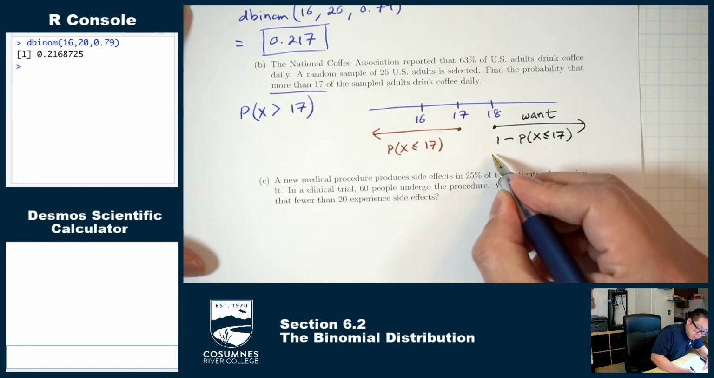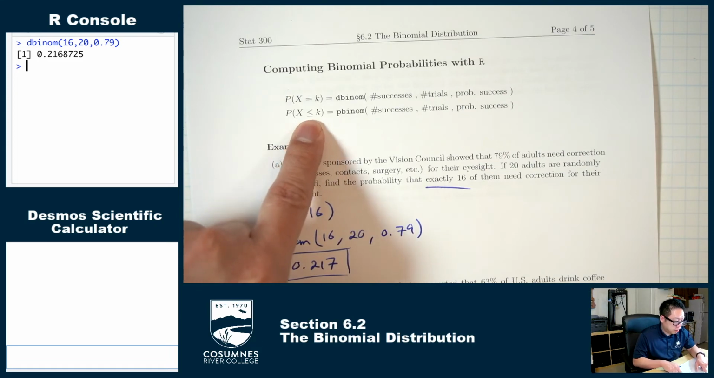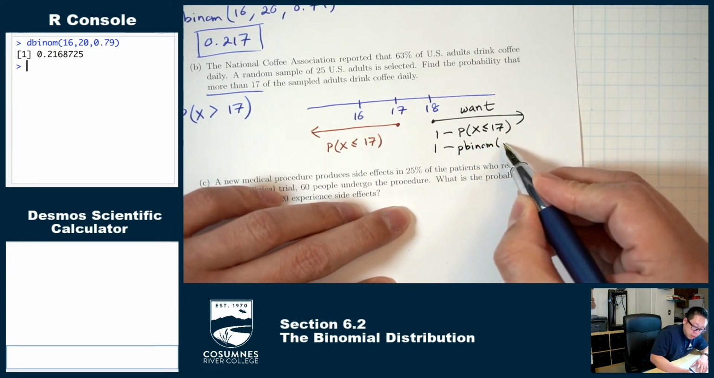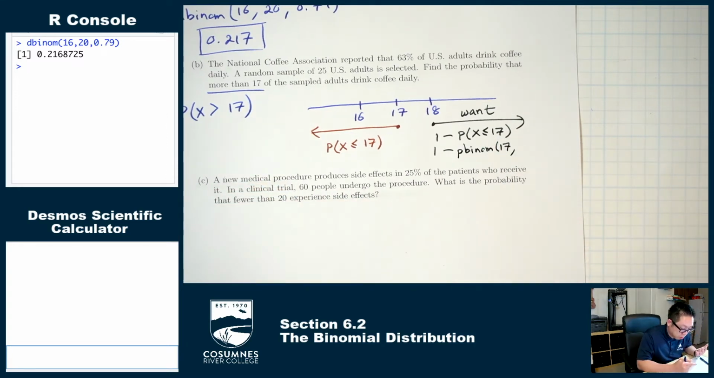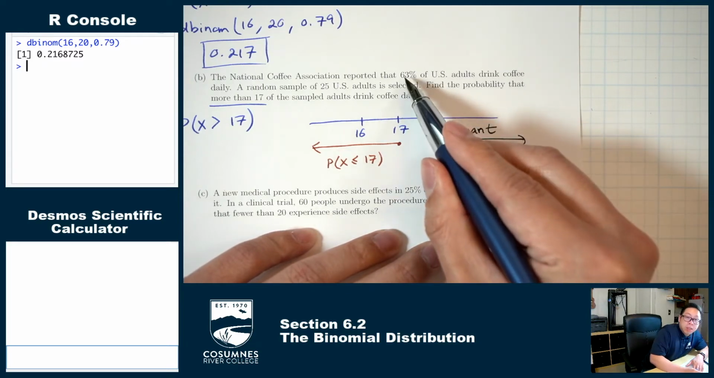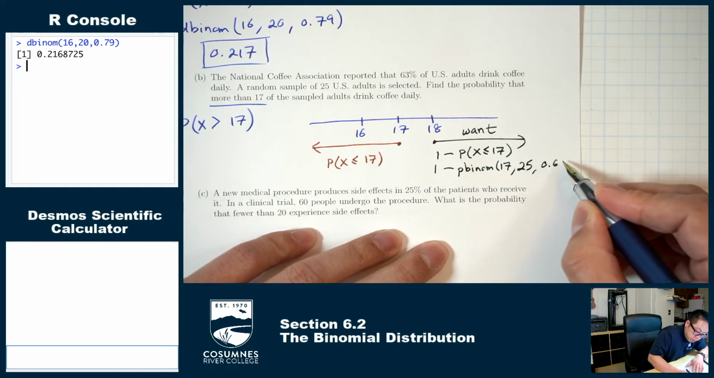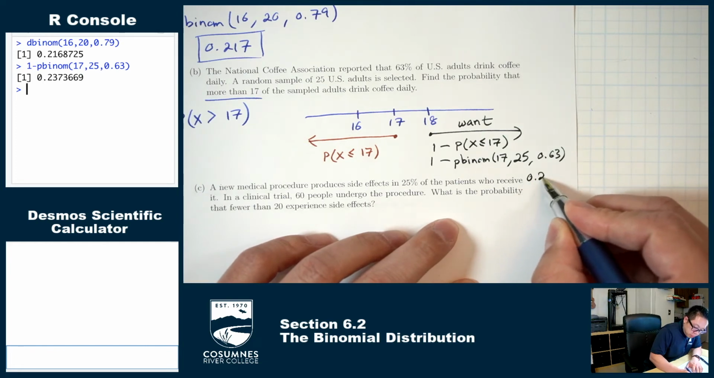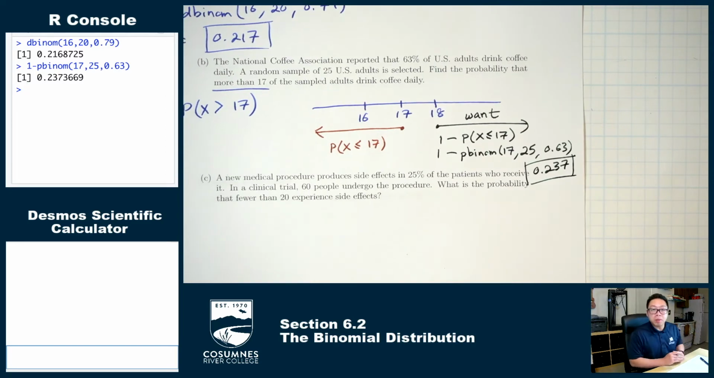So I need to type in 1 minus. Okay, this part, less than or equal to 17, is a pbinom. Right, so pbinom. The number of successes is this number here, so that's 17. The number of trials, the total number of people here, so it should be the bigger number, it's 25. And then the probability of success as a decimal is going to be 0.63. And that's what you're going to type. You're going to type in 1 minus pbinom, parentheses, 17, comma 25, comma 0.63. Okay, and our answer is 0.237. And that's rounded to 3 decimal places.